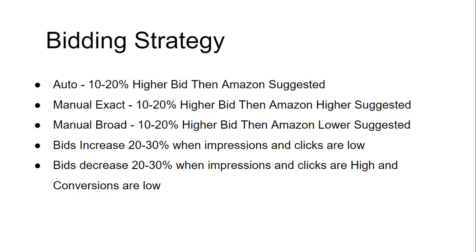We have to keep tracking our Amazon PPC ads campaign. If we are not getting impressions and clicks, we need to increase our bids by 20 to 30%. Vice versa, if we are getting clicks and impressions but low conversions, then we need to decrease our bids by 20 to 30%. It all depends on your tracking, and you have to keep optimizing your PPC ads campaign and analyze your search terms.